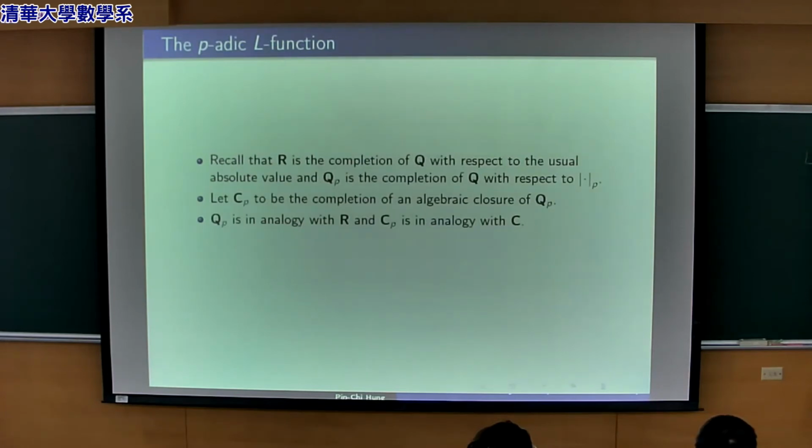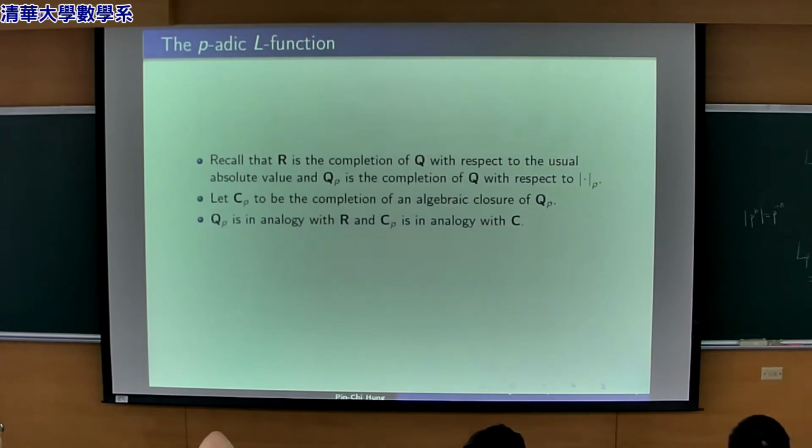If the usual L function converges here, then if you consider something with p, this is on C, this is on C_p. Then if the power is very large, the absolute value is very small. So this means that, naively, this guy should converge in this direction, in the other direction.